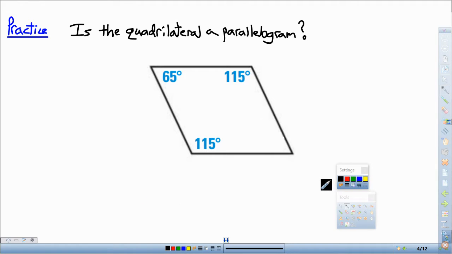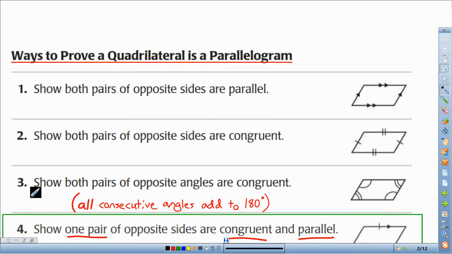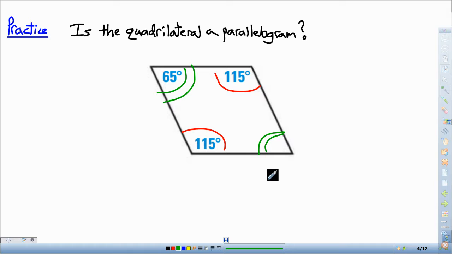Okay, so we're dealing with angles on this one, right? Here's what I know about angles of a potential parallelogram. Both pairs of opposite angles must be congruent for us to say that we have a parallelogram. On this problem, they're not giving me all of the angles. Obviously I know that these opposite angles are congruent. The question is, are these opposite angles congruent, these green ones? Well, here's the thing. We can figure it out.